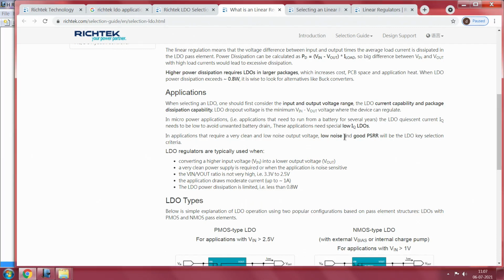Then there are applications which require, because this is a linear regulator, a very clean DC output. We mentioned that already, plus the noise of the LDO should be extremely low. We discussed low noise and good PSRR, which we never defined yet; we will come to all of them as we go along, as they are some of the key criteria. He is saying the same thing that we discussed in our overview.